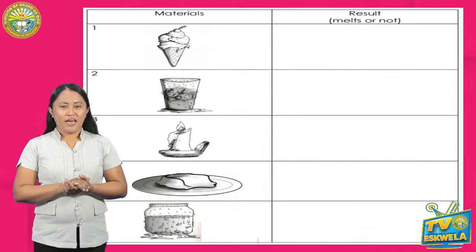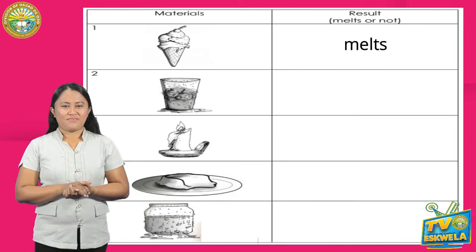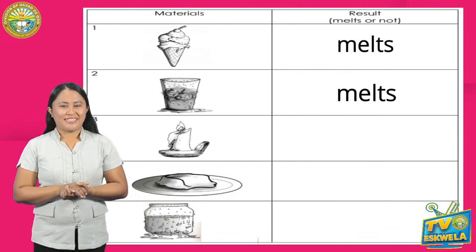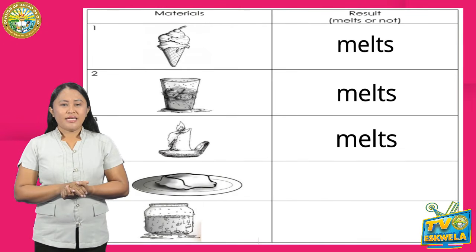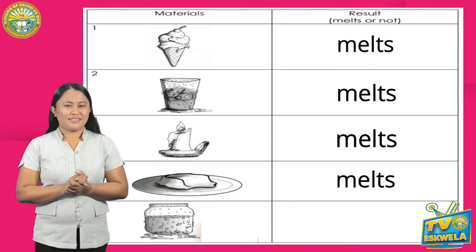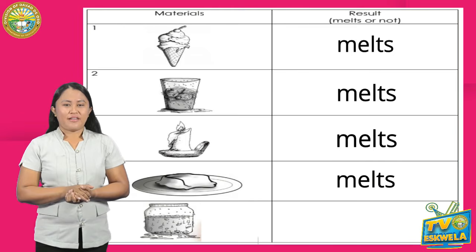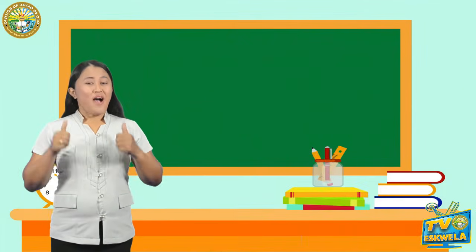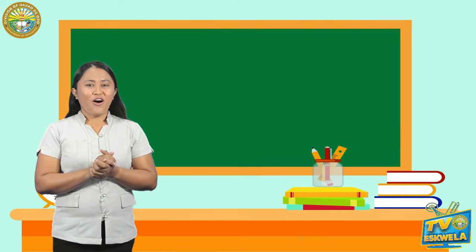Okay, let us check your answers. Number 1. Melts. For number 2, again, it melts. Number 3, it melts again. For number 4, another melts. 5, it melts again. Wow! You got it all correct.